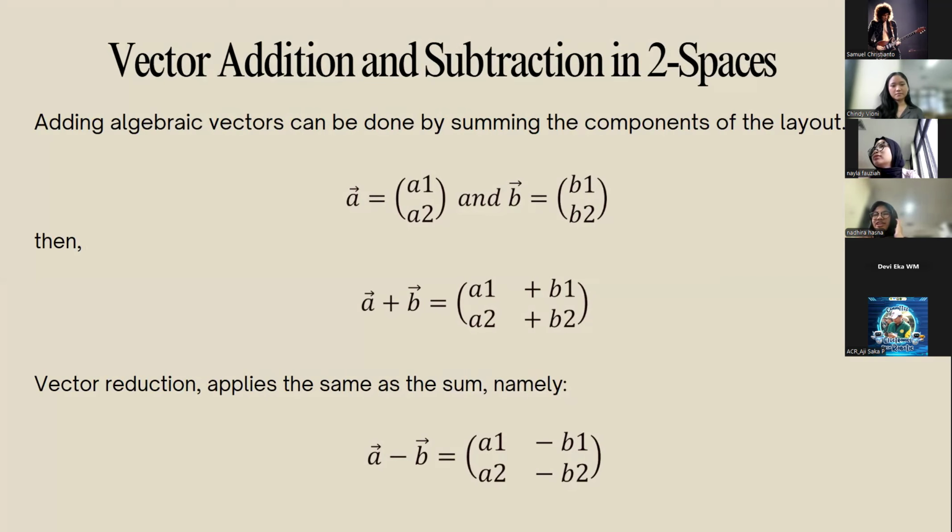Next is vector addition and subtraction in two spaces. Adding algebraic vectors can be done by summing the components. If vector A is (A1, A2) and vector B is (B1, B2), then vector A added to vector B equals (A1 plus B1, A2 plus B2). Vector subtraction works the same as the sum. So we get vector A minus vector B equals (A1 minus B1, A2 minus B2).